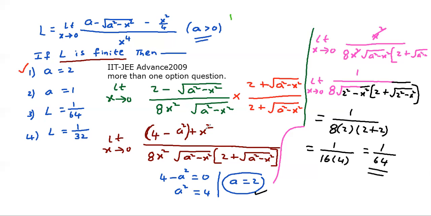Okay. So to make this finite, a should be equal to 2. After getting a, use a in the limit, you get the L answer as 1 by 64. The final answer, the limit value should be 1 by 64. Okay, here options 1 and 3 are correct.